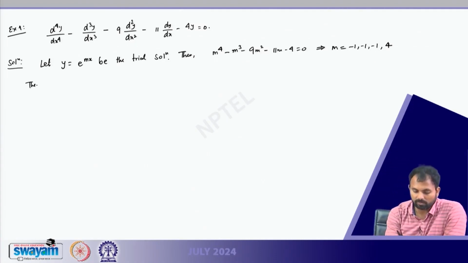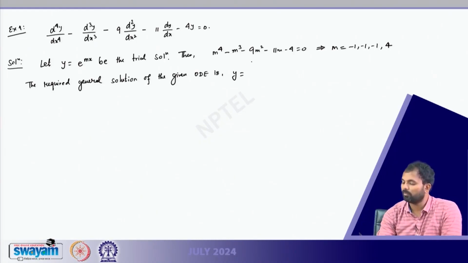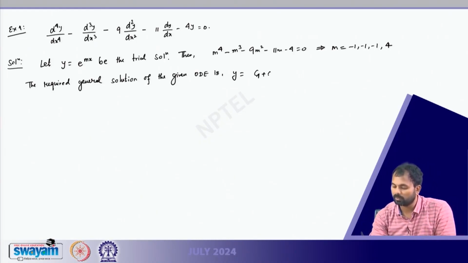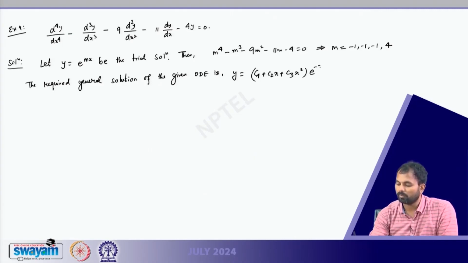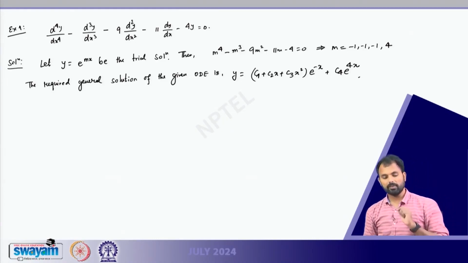Therefore, the required general solution of the given ordinary differential equation is y equals, we have all three roots the same, so c1 plus c2x plus c3x square times e to the power minus x, plus c4 e to the power 4x. And this is the required solution of the given ordinary differential equation.